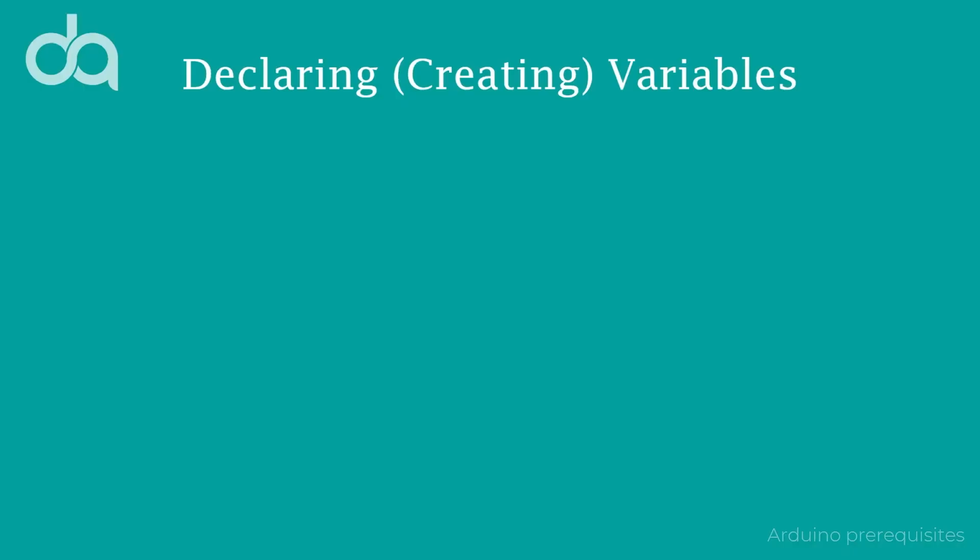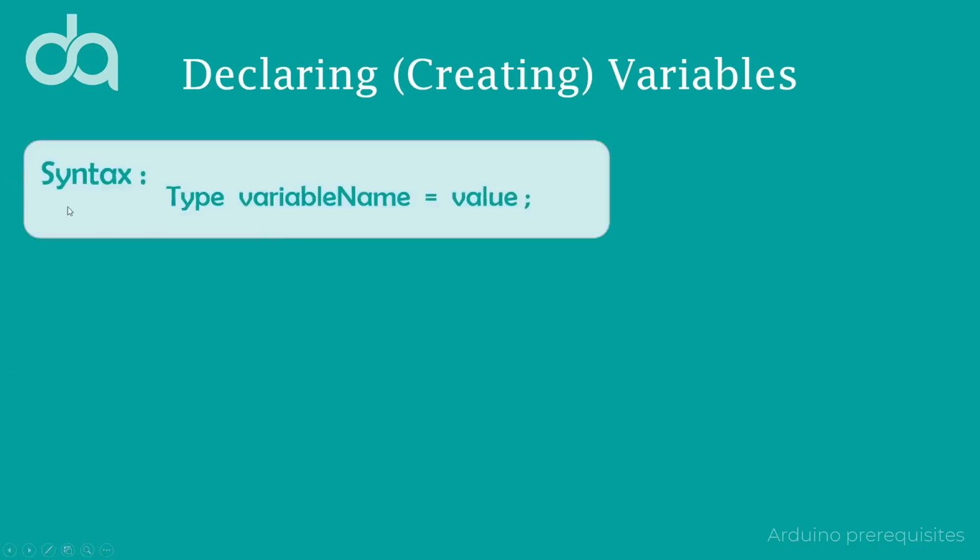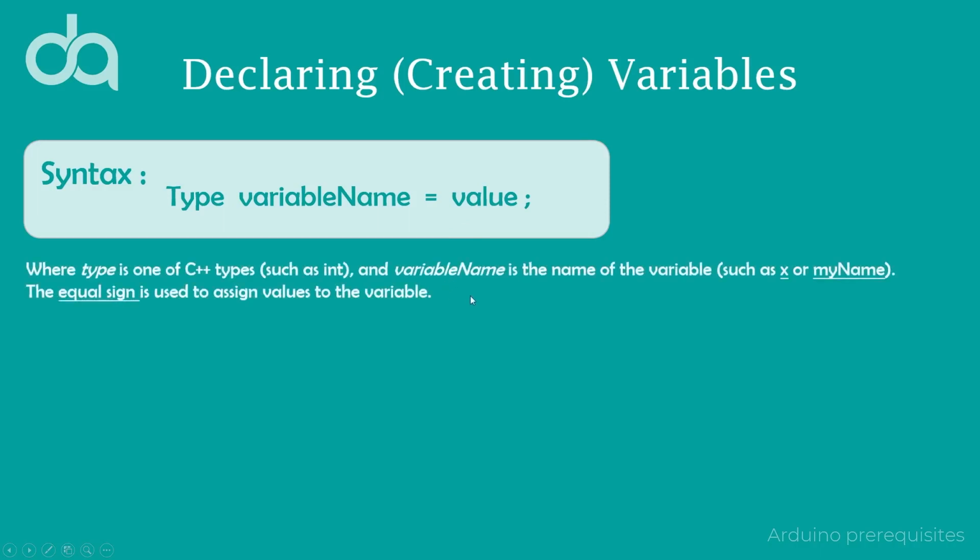Okay guys, now it's time to declare or create variables. To create a variable, specify the type and assign it a value. Here is the syntax: type, variable name, equal, value. Type is one of the C++ types like integer or boolean, that I showed you on the last page. Variable name is the name of the variable, such as x or myName. The equal sign is used to assign a value to the variable.